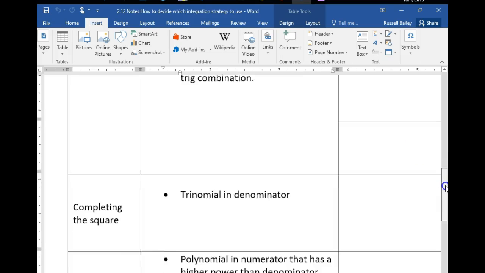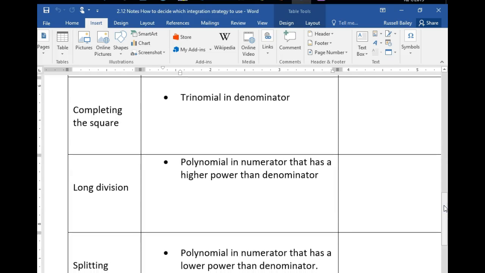Let's go ahead and take a look at completing the square here. Trinomial in the denominator. I'm going to ask Nick. I got integral of 4 over x squared minus 8x plus 7. Yeah. So that's one where you'd have to complete the square.